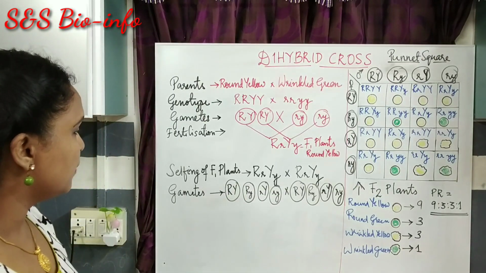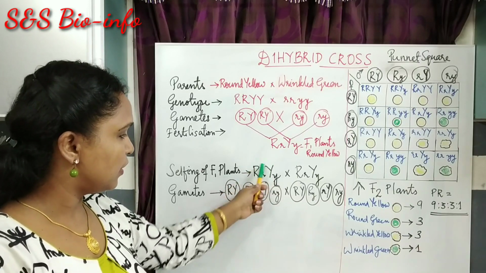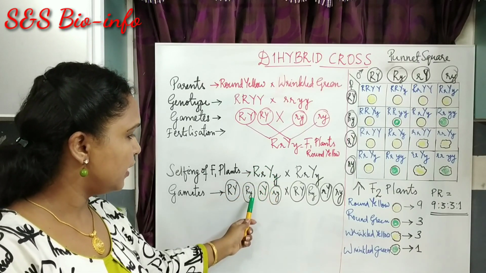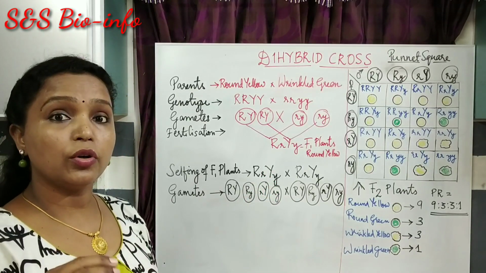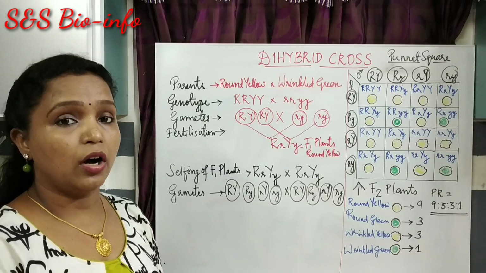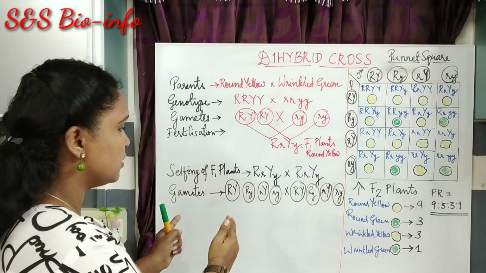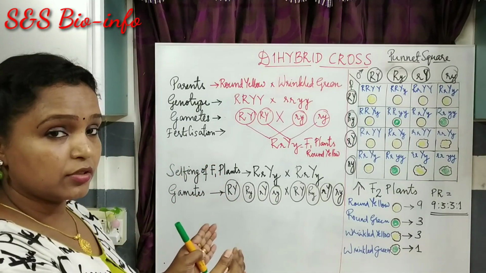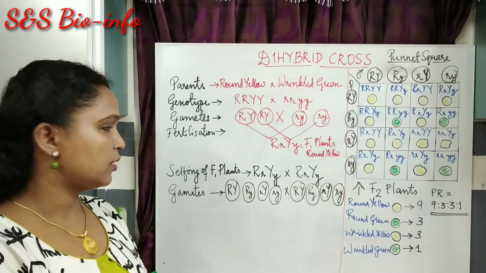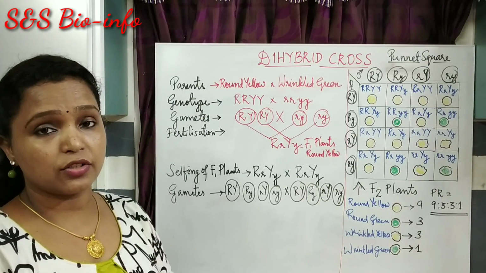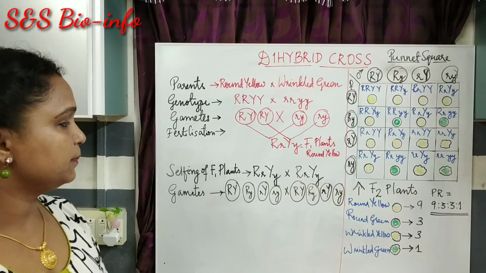So, 4 combinations can be written here. See capital R with a capital Y, capital R with a small y, small r with a capital Y, small r with a small y. So, 4 combinations of alleles can occur at the time of gamete formation. Here one parent possesses 4 different combinations of alleles. The second parent also has gametes with 4 combinations. These gametes are haploid in nature, that means they carry only a single allele for a character or trait.